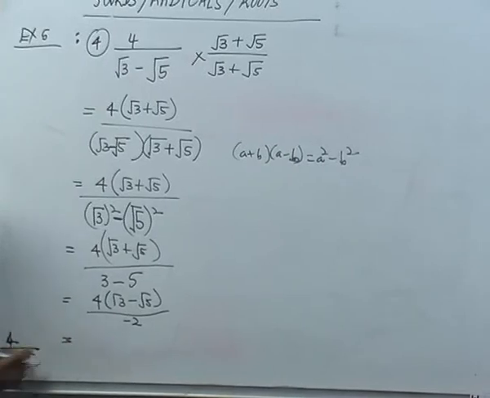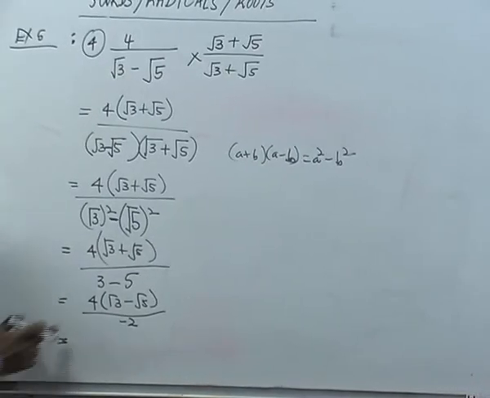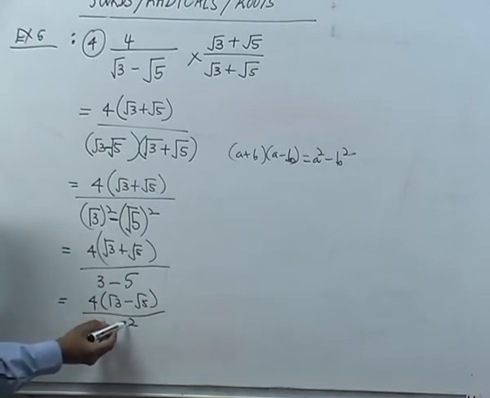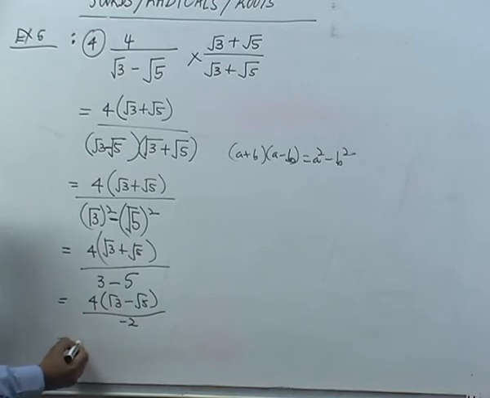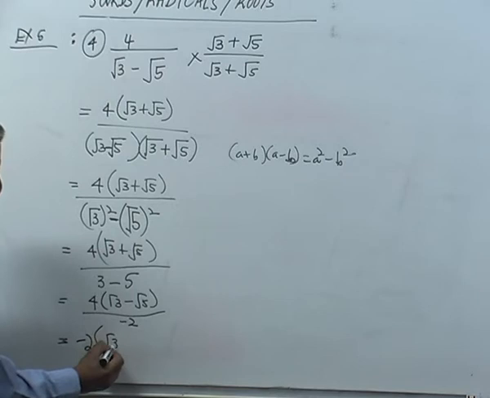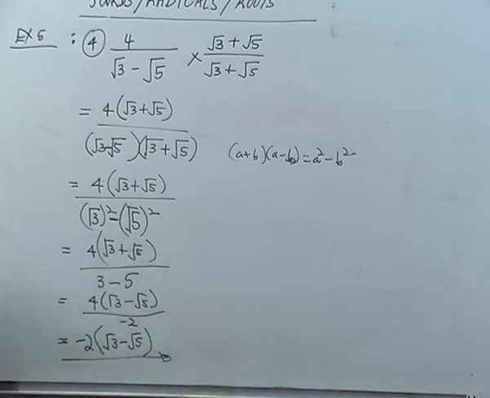Now, this is a very interesting example. That 4 can be divided by this minus 2. 4 divided by minus 2 will give you minus 2. So the final answer is minus 2 into root 3 minus root 5. So that's your final answer. Minus 2 into root 3 minus root 5.